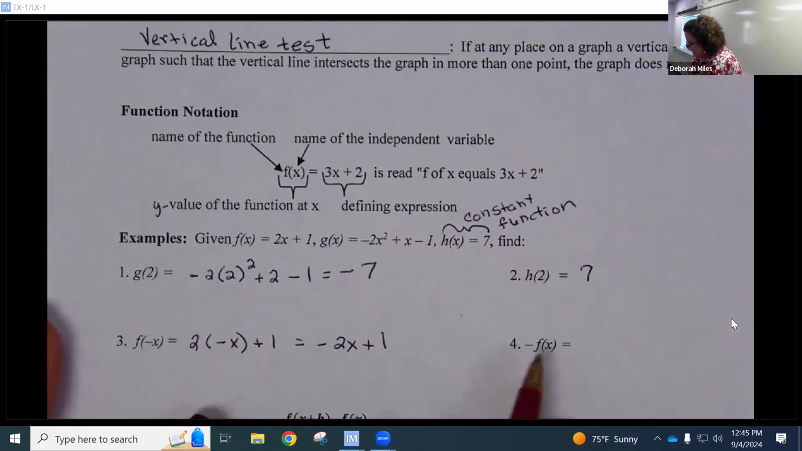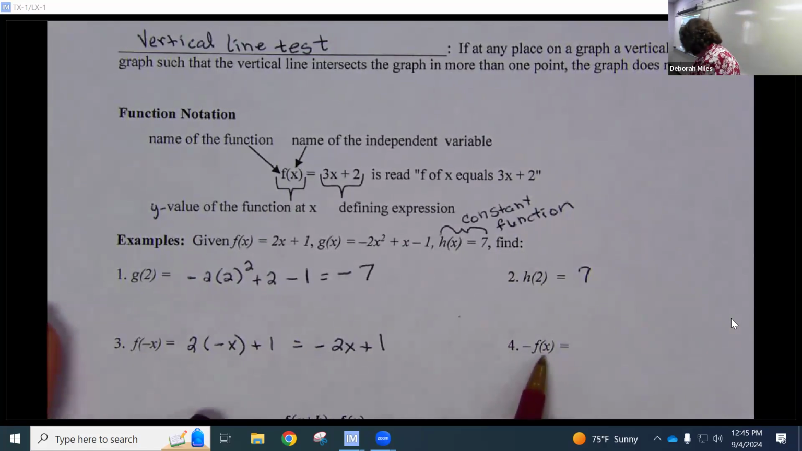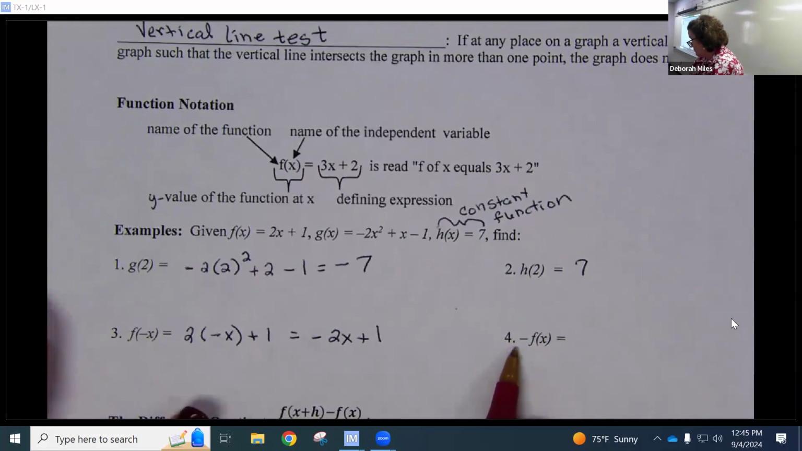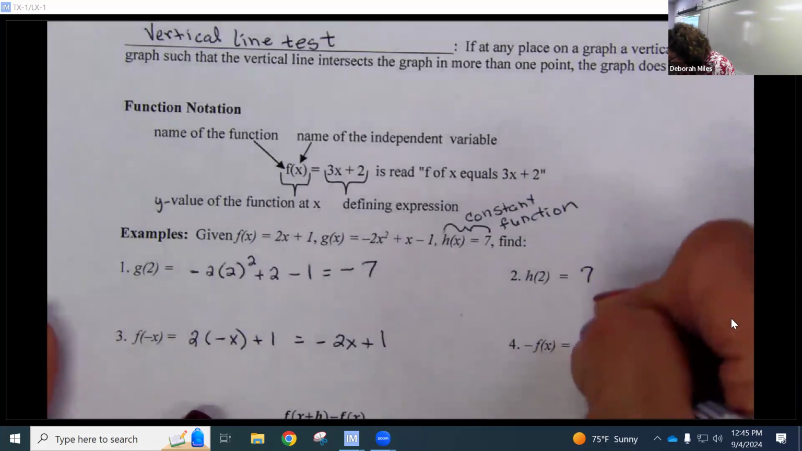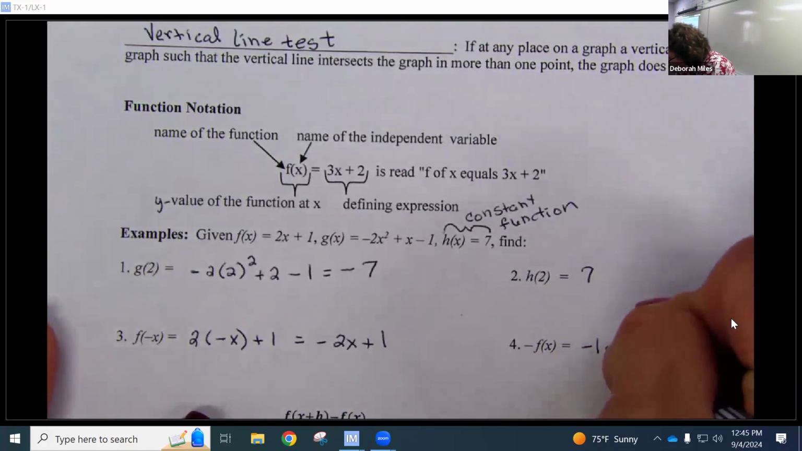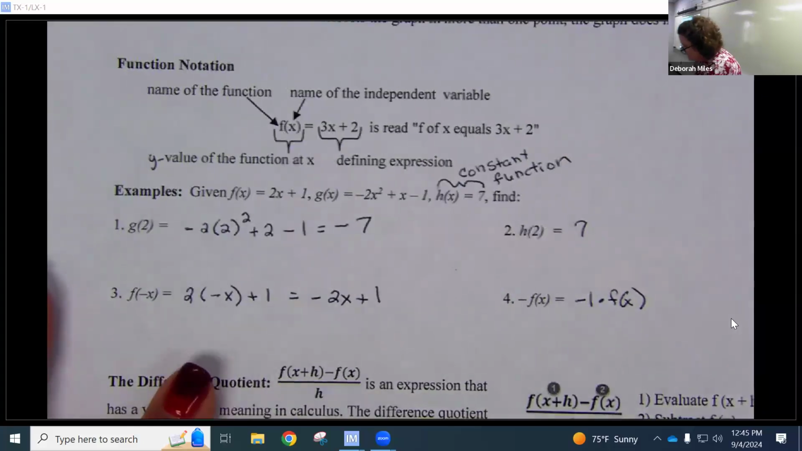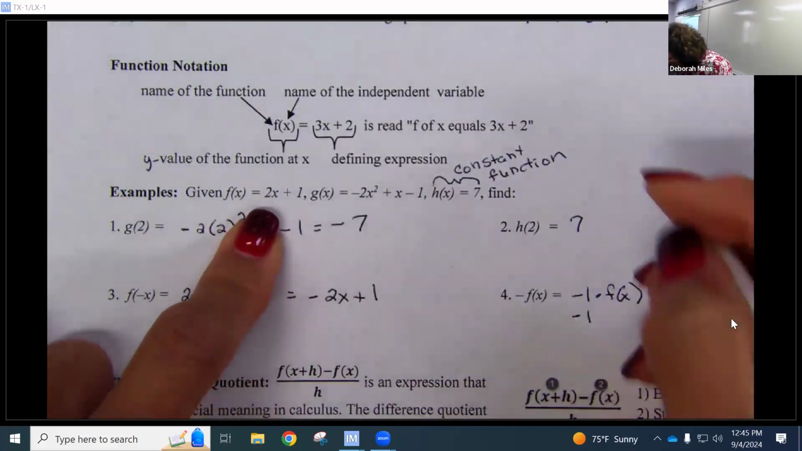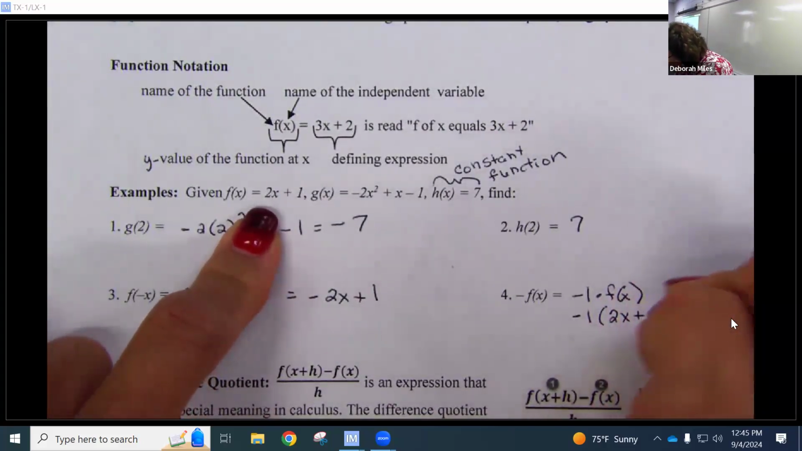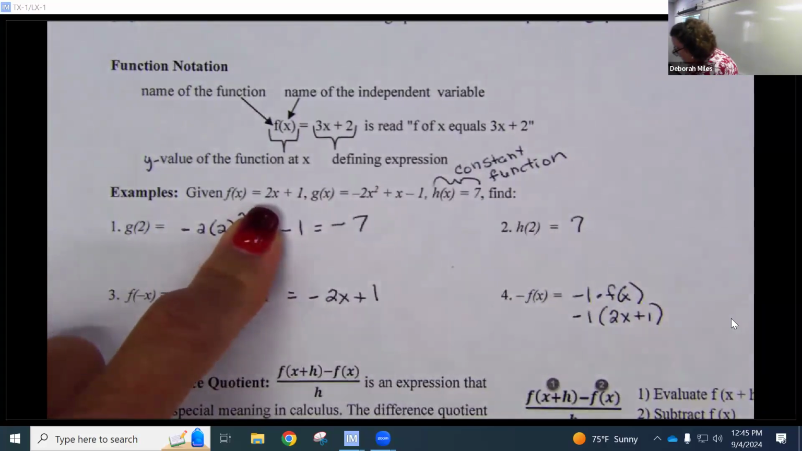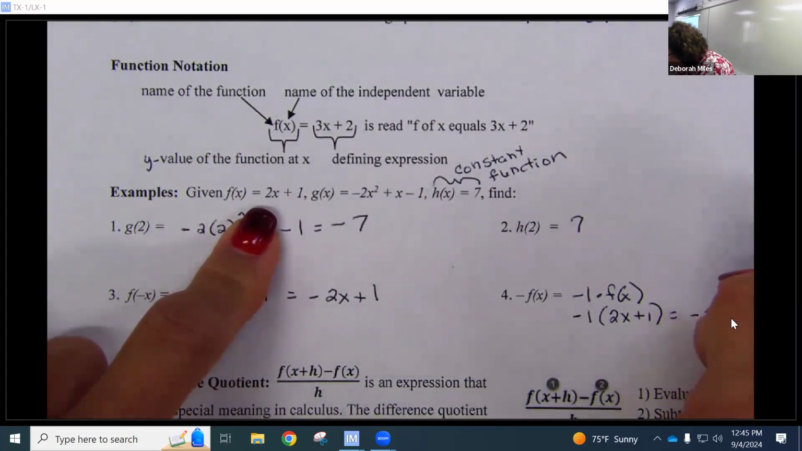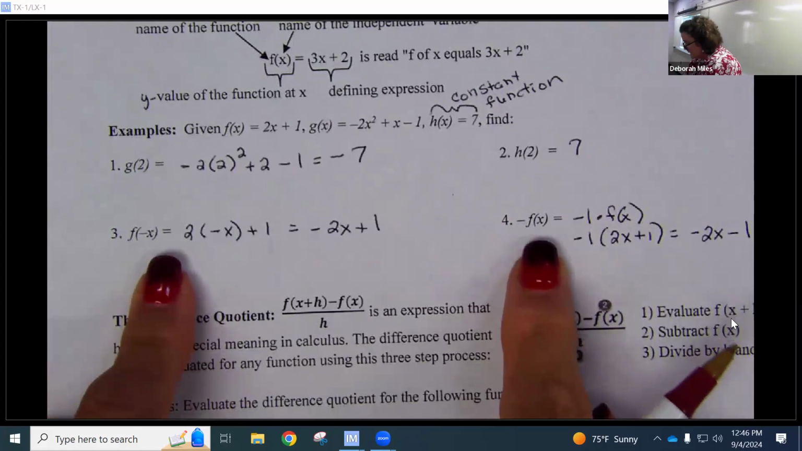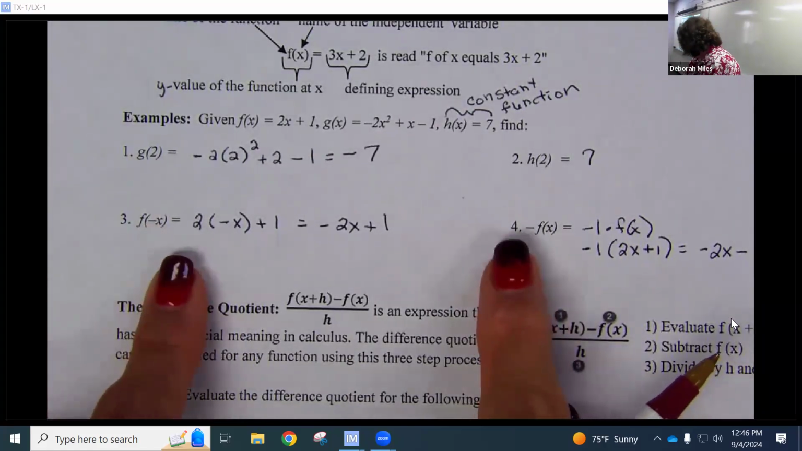Right? It doesn't say put -x in the place of x. It says take f of x and multiply it by what? -1. That's -1 times f of x. So -1 times whatever f of x is. F of x is 2x plus 1. When I multiply that by -1, I get -2x minus 1. Notice these aren't the same thing. F of -x is not the same as negative f of x.